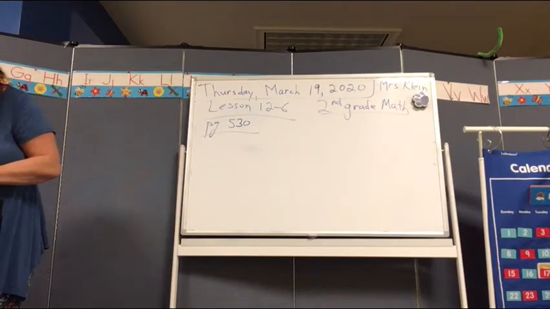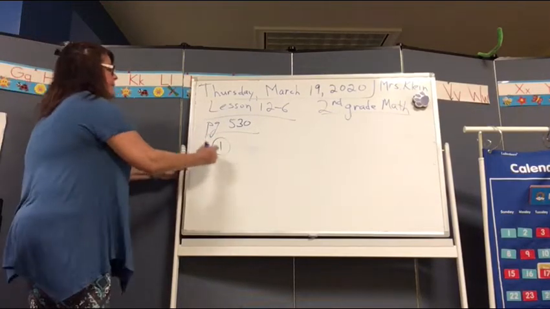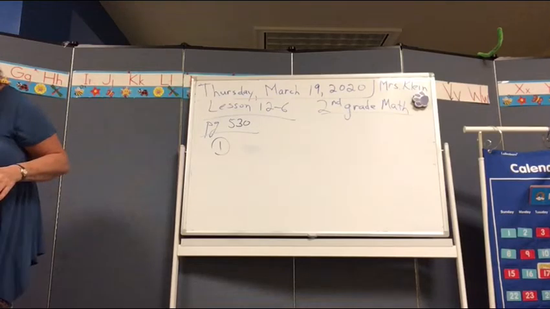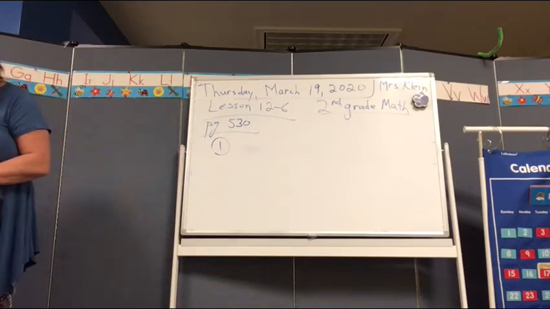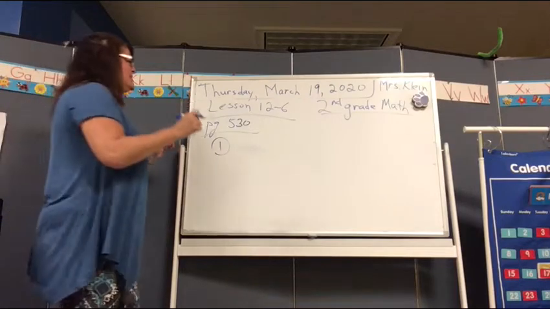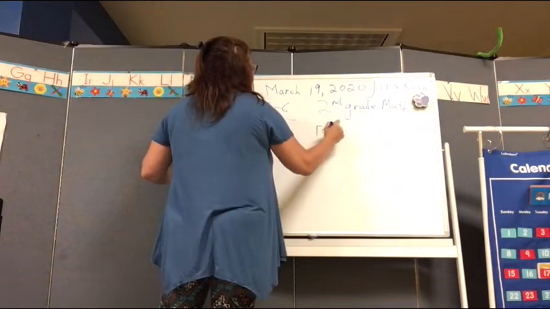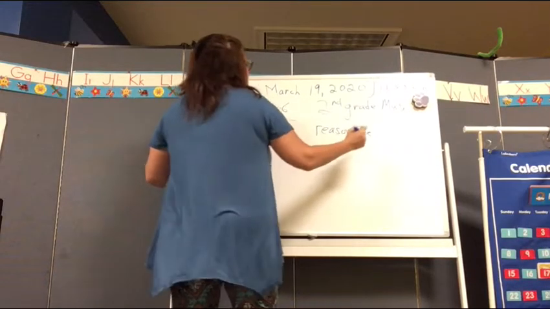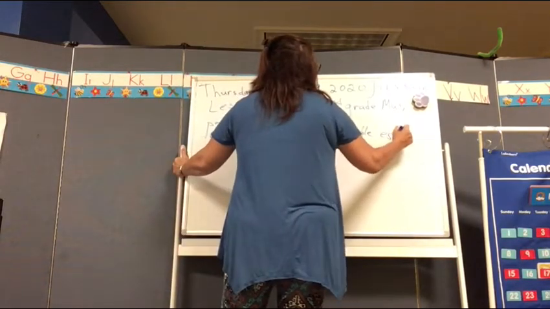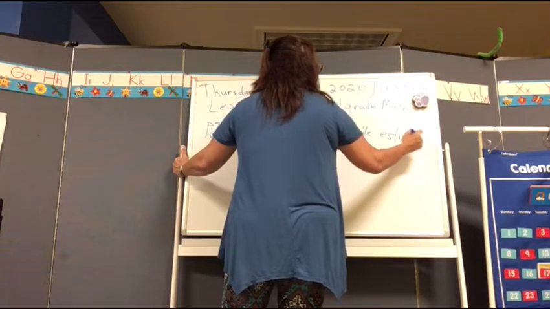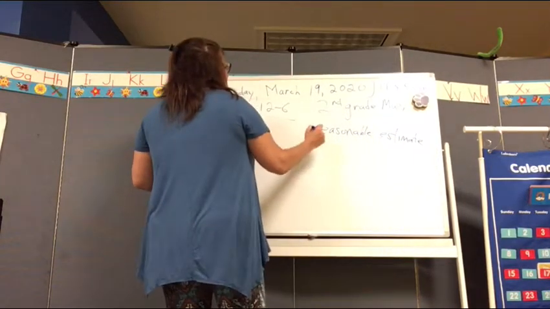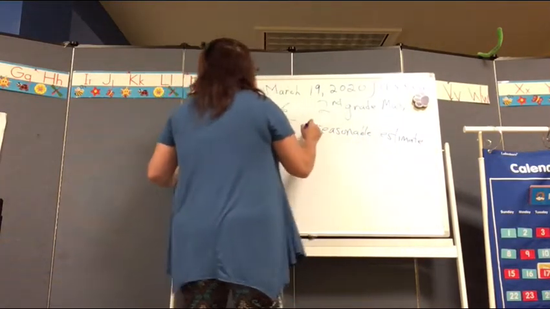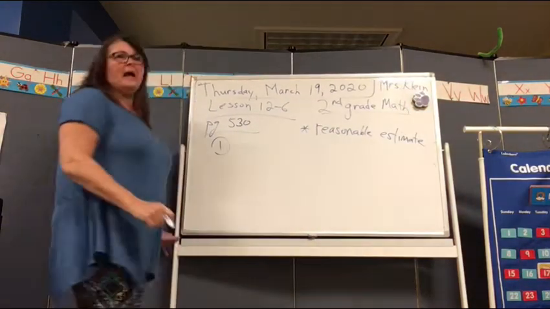So, number 1, on page 530. Match each object with a reasonable estimate of its length. So, a reasonable estimate. Estimate is one of your vocabulary words. You're going to make a reasonable estimate.